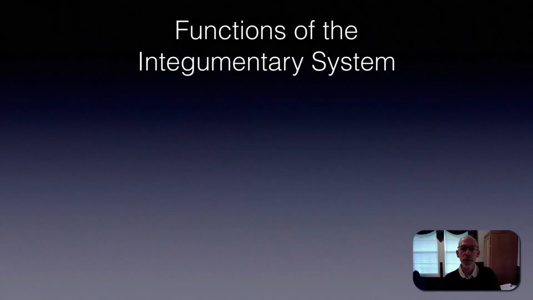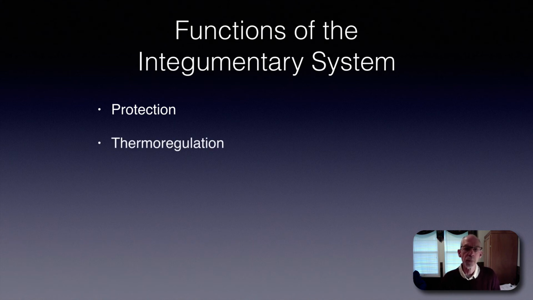Let's now talk about the functions of the integumentary system. One of the purposes of the integumentary system is for protection. When you think of your skin, you think of how it can protect you against abrasions and chemicals that you might come into contact with. It's also involved in thermoregulation.